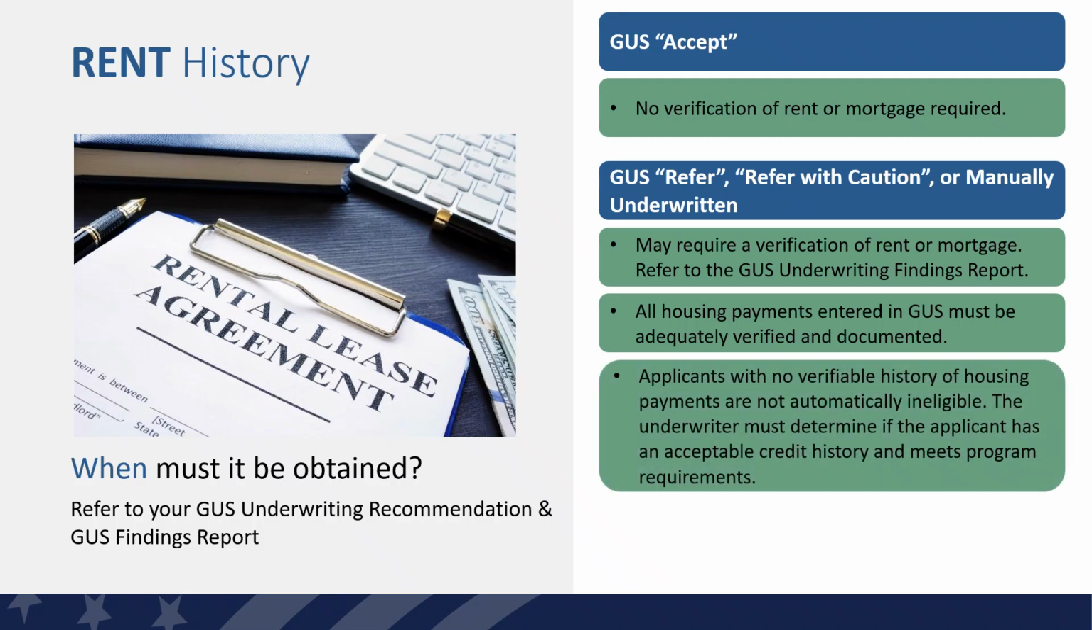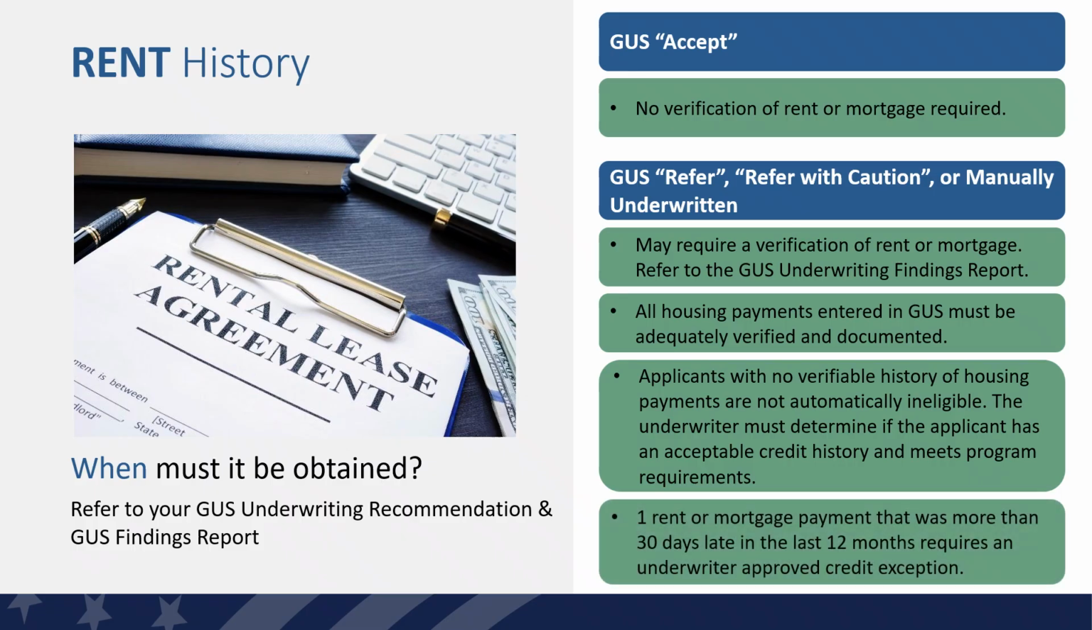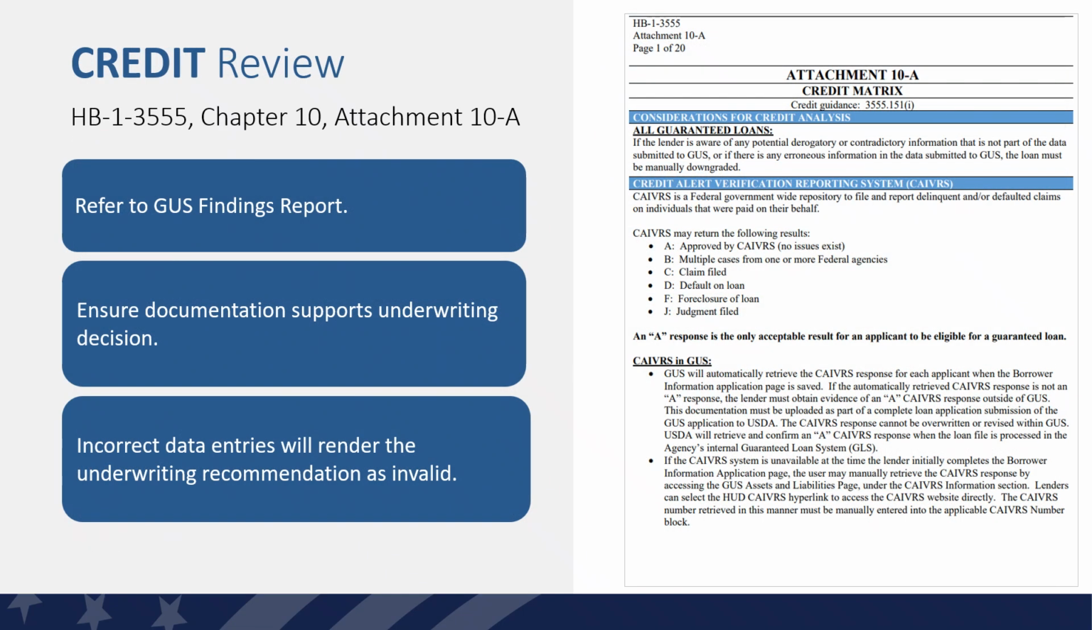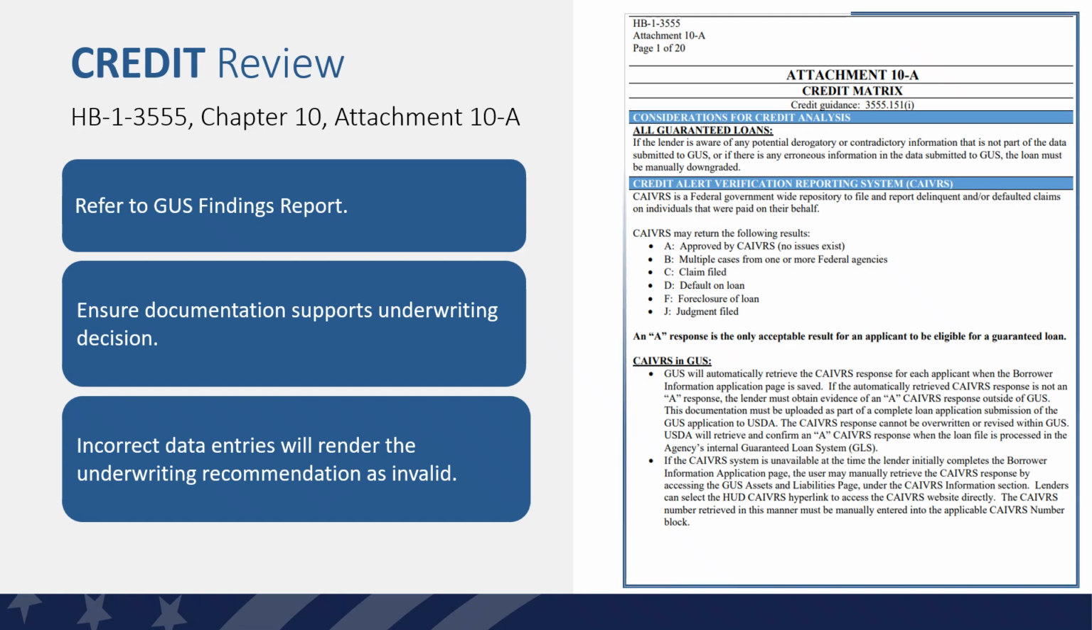Applicants without a verifiable housing payment history are not automatically disqualified. The underwriter must assess the available documents to decide if the applicant has a suitable credit history and meets program requirements. If there is one rent or mortgage payment that was more than 30 days late in the last 12 months, it is seen as significant derogatory credit and will need a credit exception approved by the lender's underwriter. Attachment 10A can be found in Chapter 10 of Handbook 1, 3555. This is an excellent tool to assist you during your underwriting review.